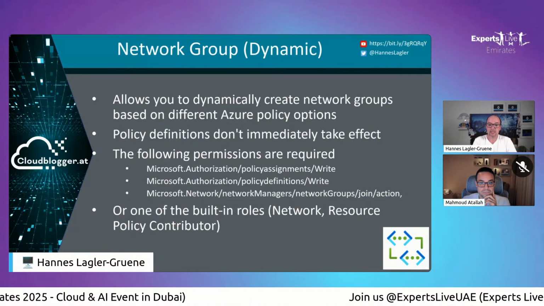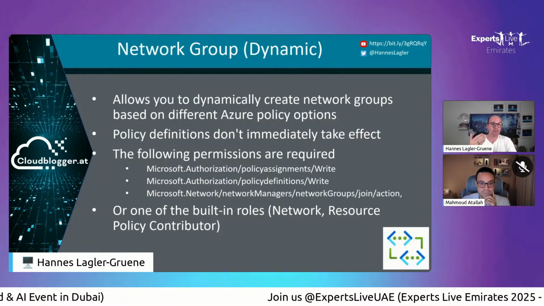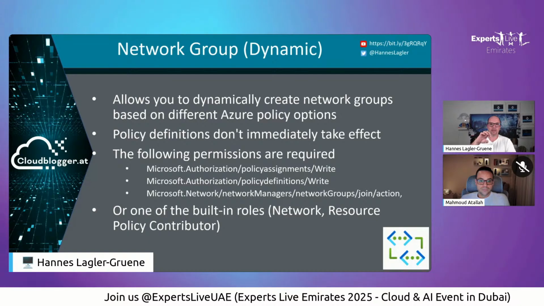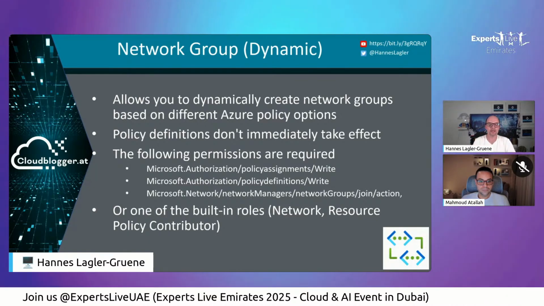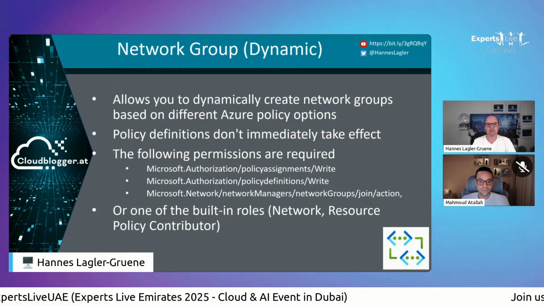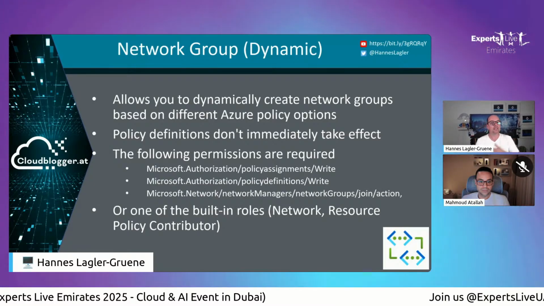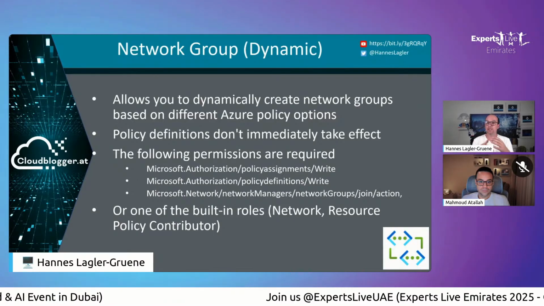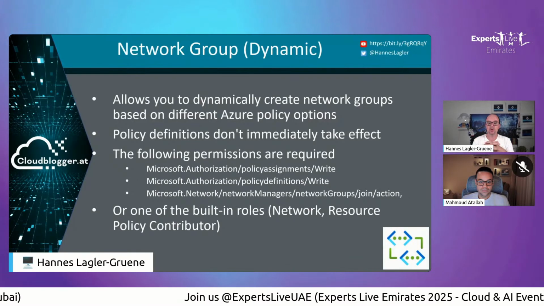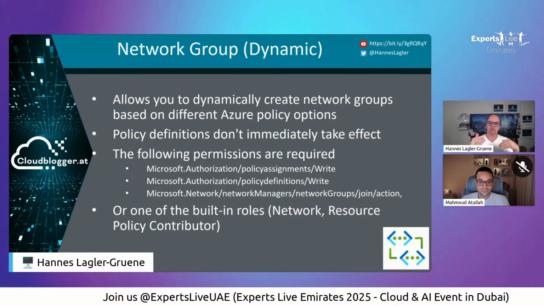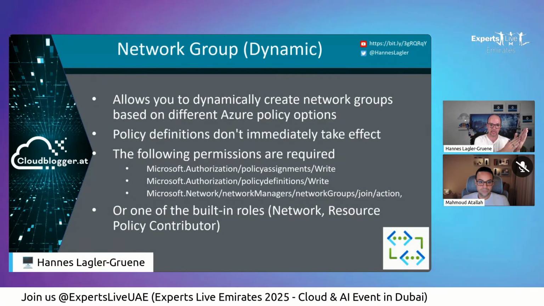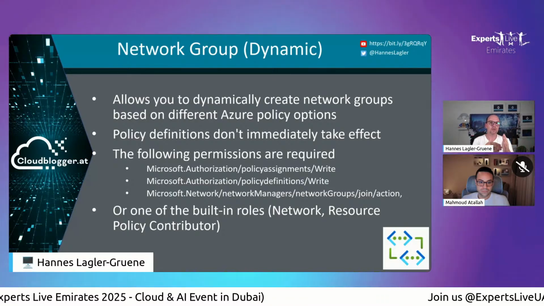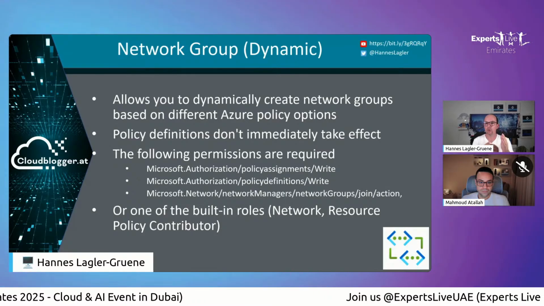A dynamic implementation means you can implement your network group based on different conditions. For example, if there is a specified tag on the resource group, or a specified tag on the virtual network, or a specified name assigned to the virtual network, the virtual network will be automatically assigned to the dynamic group.